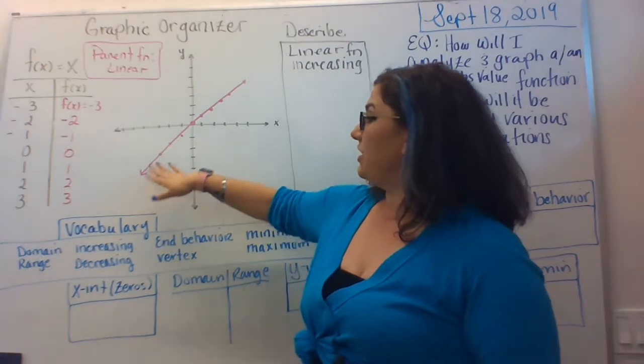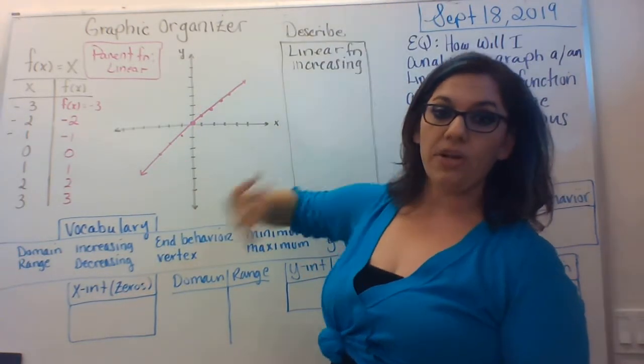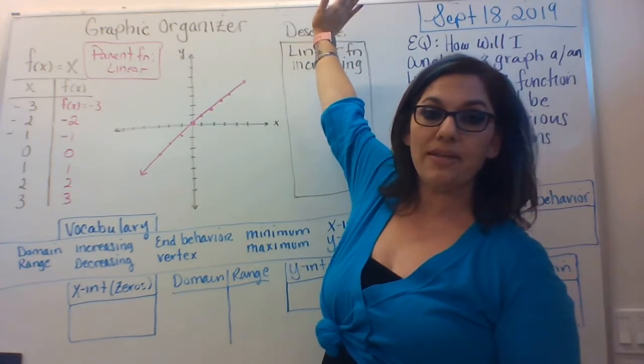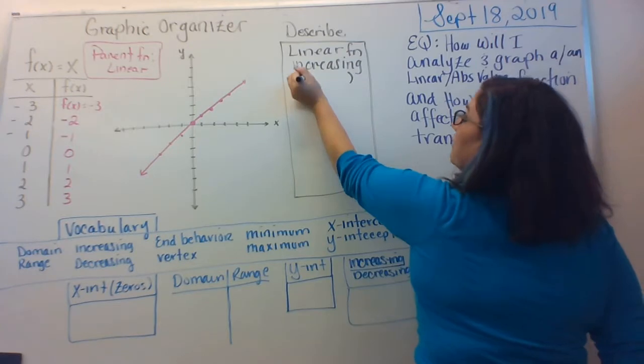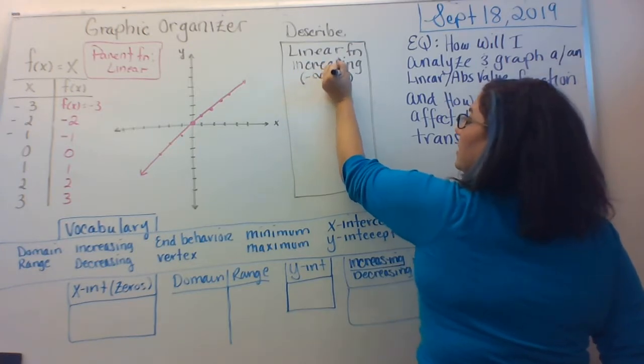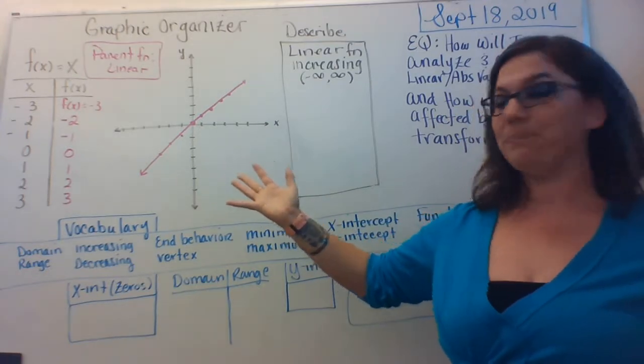So essentially, this line is increasing forever. It will constantly go up. It's what it means to be a positive slope. So what I would say is that this thing is increasing from negative infinity to infinity. That just tells me it increases forever.